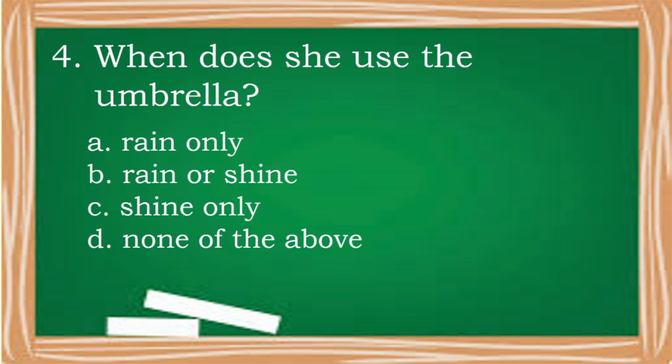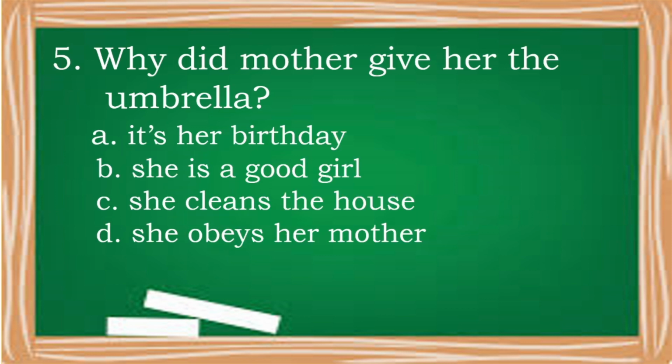4. When does she use the umbrella? A. Rain only. B. Rain or shine. C. Shine only. D. None of the above. Number 5. Why did mother give her the umbrella? A. It's her birthday. B. She is a good girl. C. She cleans the house. D. She obeys her mother.